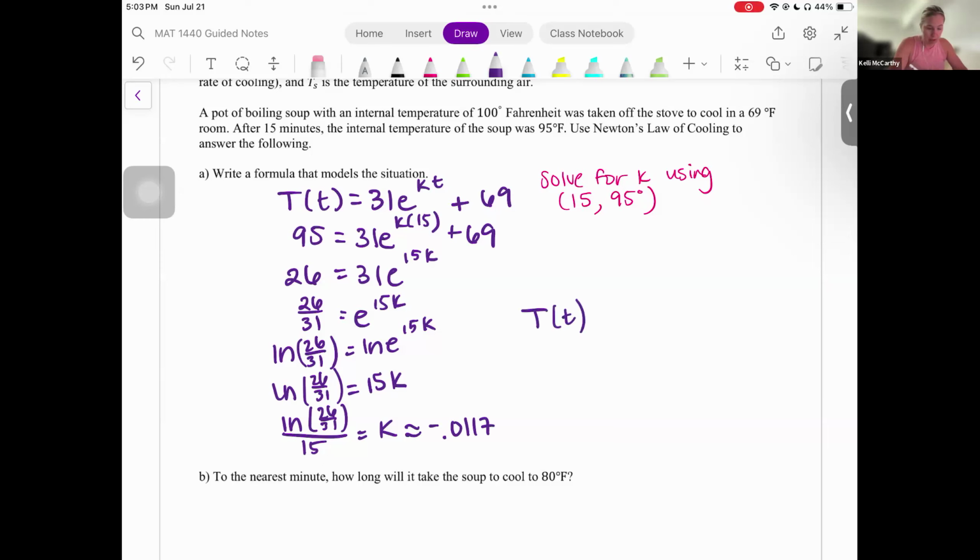So this tells me my model T of t is equal to 31 e to the negative 0.0117 t plus 69. So the temperature of an object is equal to 31 times e to the negative 0.0117 times the amount of minutes, plus 69.